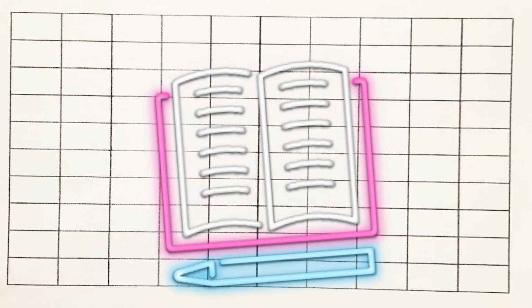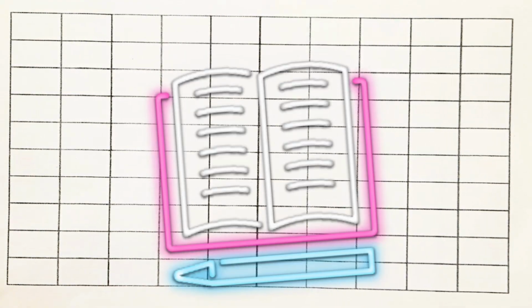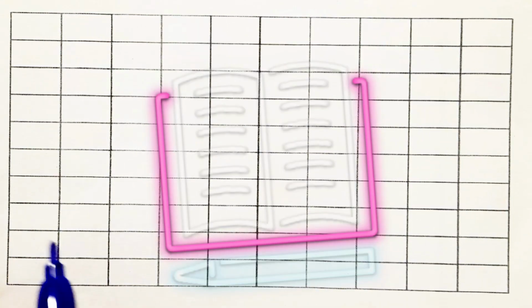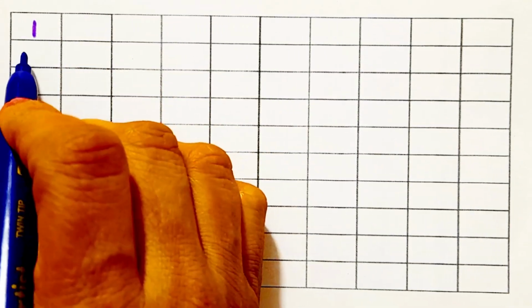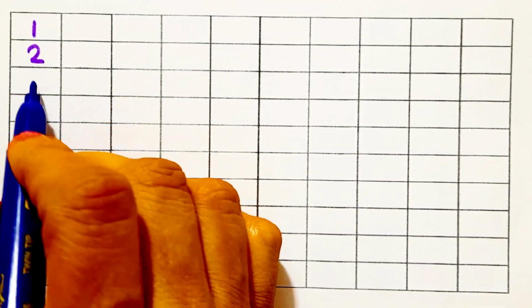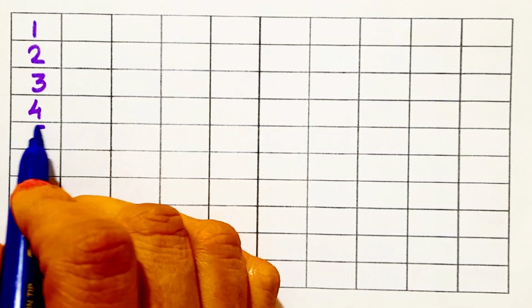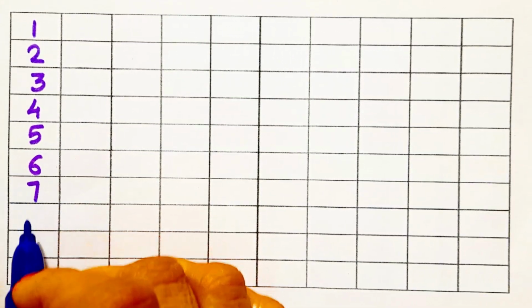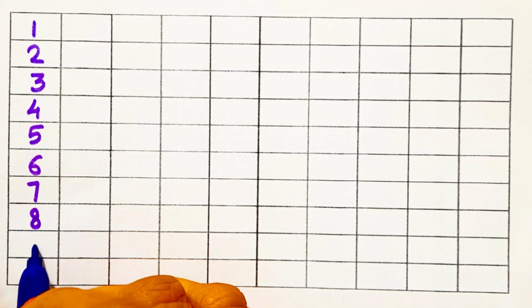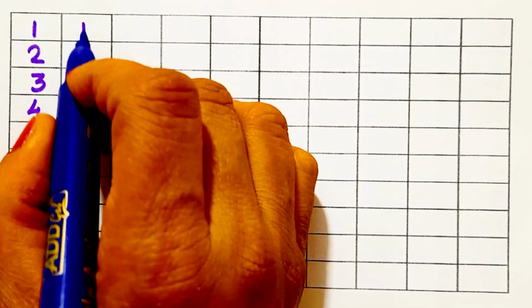Hello kids, in today's video we are going to write English counting from 1 to 100. So let's start. The first number in the counting is 1, 2, 3, 4, 5, 6, 7, 8, 9, 10.